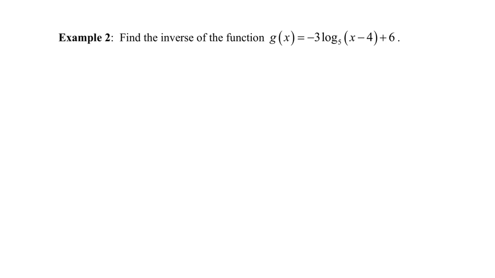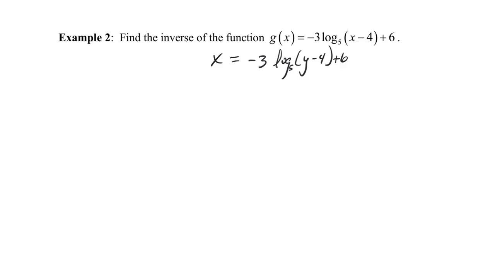All right, example 2 gives us a logarithmic equation or function, and we want to find the inverse of it. So I know that my inverse will be an exponential. So I'm going to have an x up in exponent somewhere. So let's start by switching the x and the y. Remember, g of x is the y, so it becomes the x equals negative 3 log y minus 4 plus 6. Don't forget to put your little base of 5 down there. I forgot that earlier. All right, so now I'm going to solve for y.